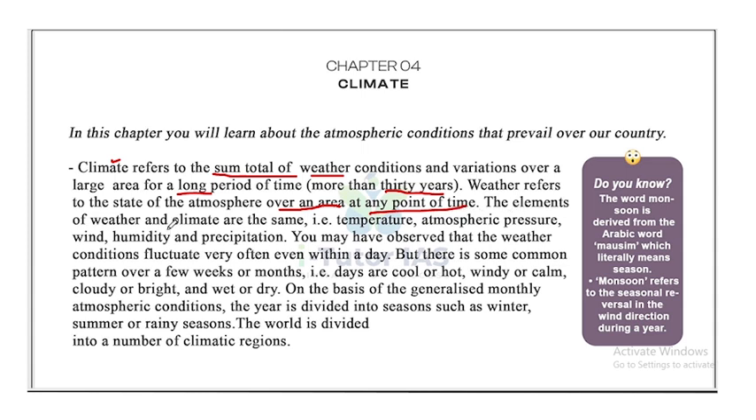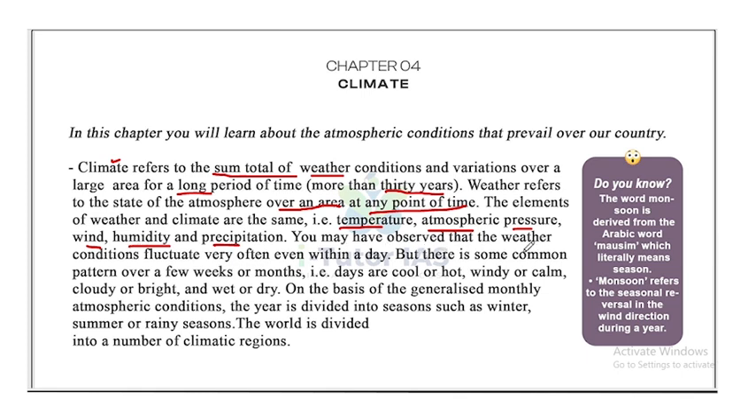The elements of weather and climate are the same. The elements which affect weather and climate are temperature, atmospheric pressure, wind, humidity and precipitation. So first one, temperature, then atmospheric pressure, then wind, humidity and precipitation.